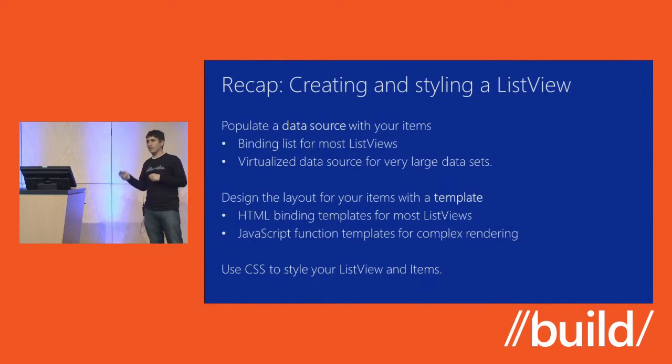To design the markup that's going to represent each item, you're going to use a template. We have two there again. The first one is the binding templates, which I showed you in the demo. And the second one is you can provide a rendering function. The rendering function is really great if you have complex markup, or if you want to switch in between template A or template B based on which items you have. It's also really great for wrapping third-party templating libraries in case you're really interested in doing that. And then finally, you can add some CSS, and you can style the list view.